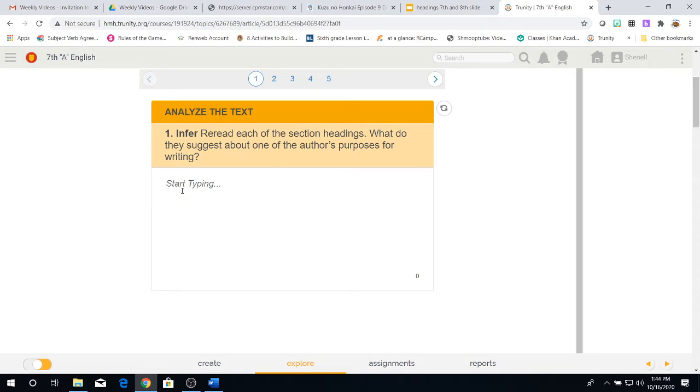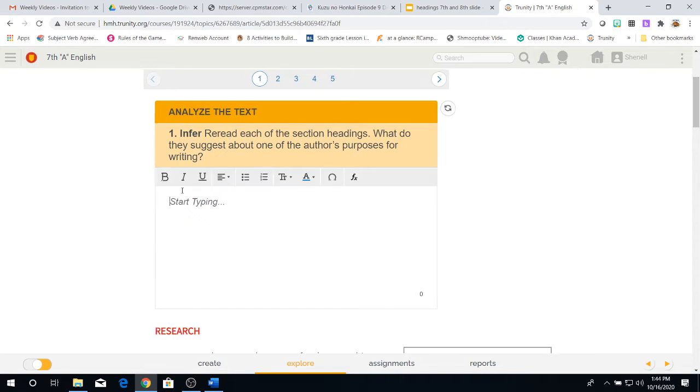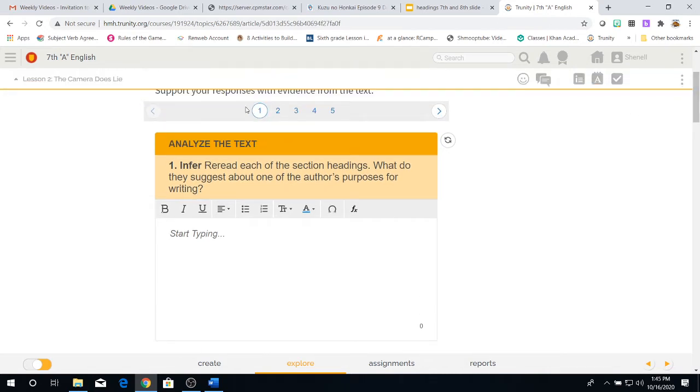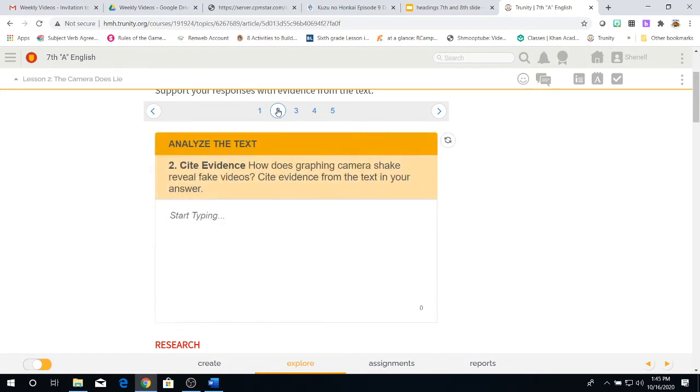Remember, we talked about this before. An author can have more than one purpose. So based on these section headings, what do you think could be one of the purposes the author has for writing this article? Moving on to question number two. Cite evidence. How does graphing camera shake reveal fake videos? Cite evidence from the text in your answer.